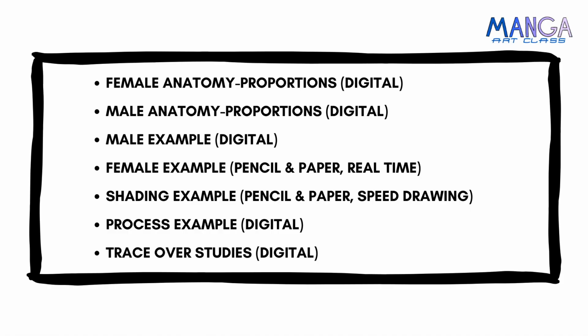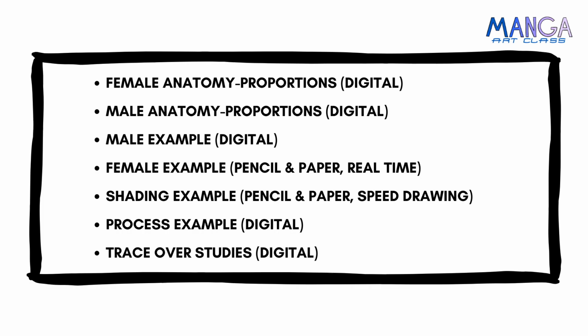This is a general overview of how we're going to be going through our art class today. We'll be covering our female anatomy proportions in a digital fashion, our male anatomy proportions as well. We're doing digital just so we can see it without the interference of my hand, so we get a little bit better idea of our proportions. Then we'll be doing a male example in digital, just so you can see how that's done. And then a female example in real time in pencil and paper.